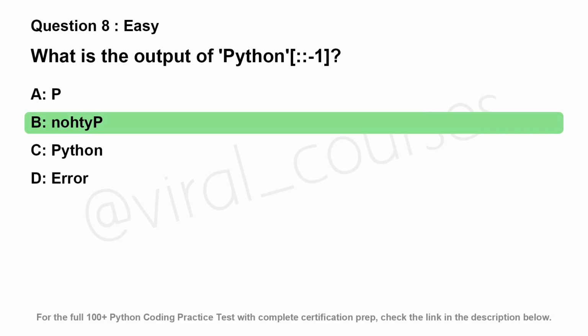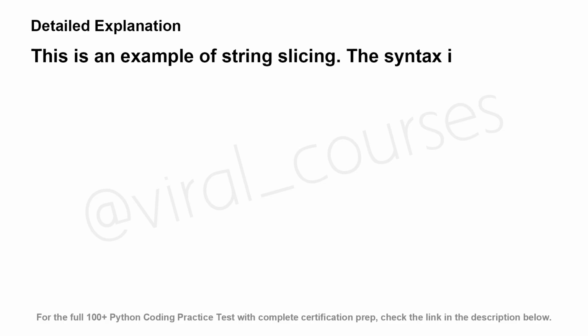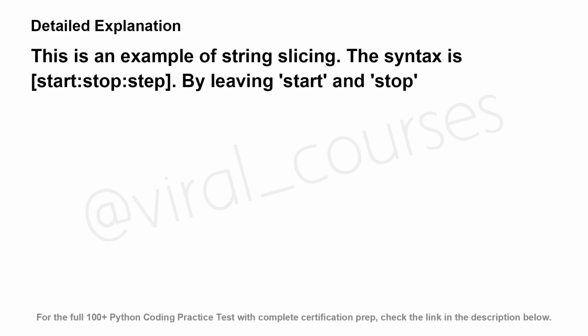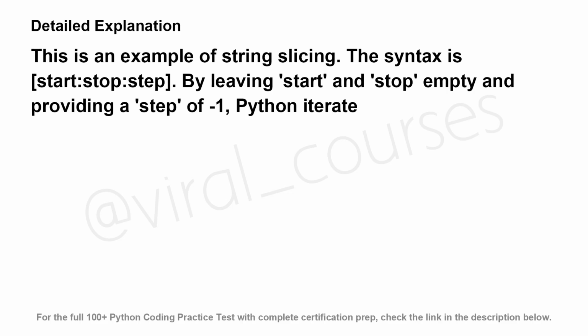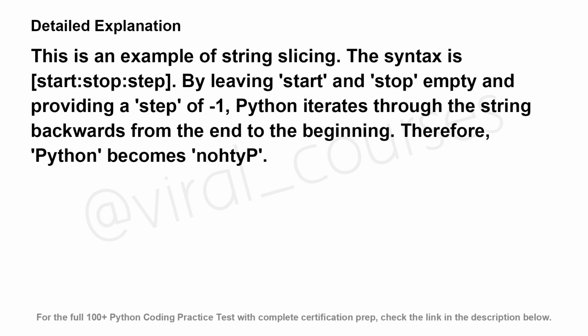The correct answer is B. This is an example of string slicing. The syntax is start, stop, step. By leaving start and stop empty and providing a step of -1, Python iterates through the string backwards from the end to the beginning. Therefore, Python becomes notyP.